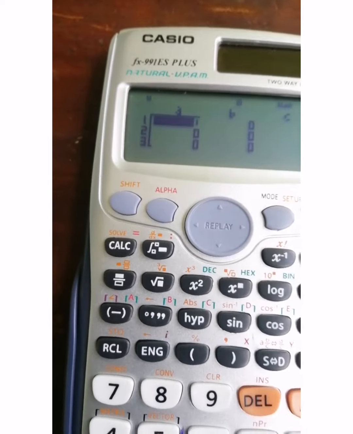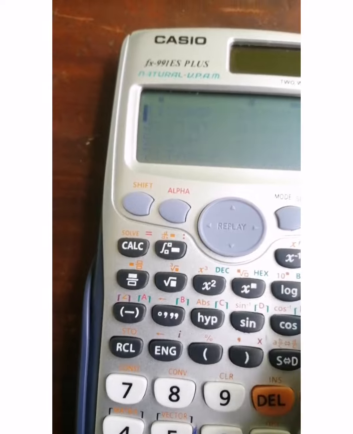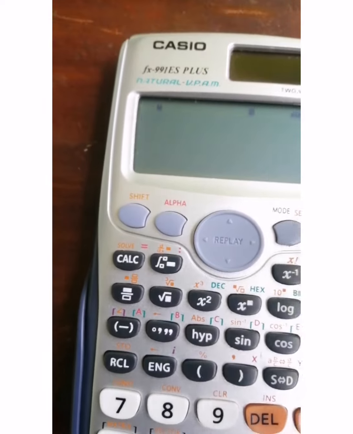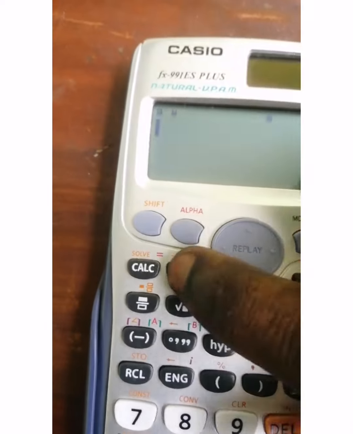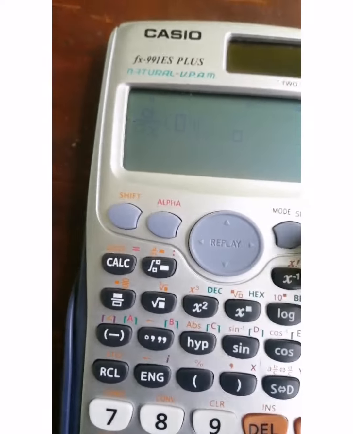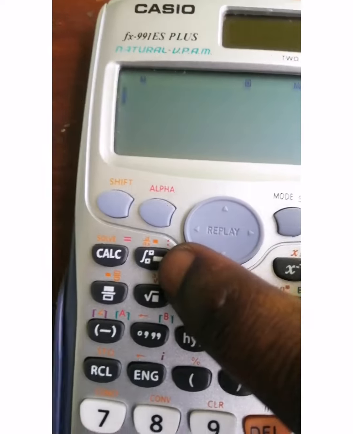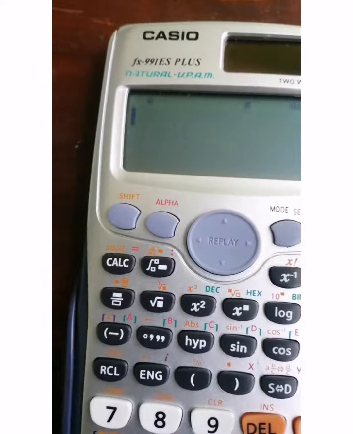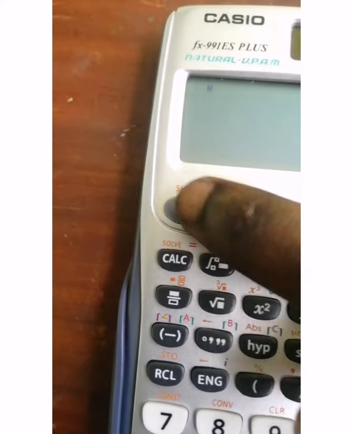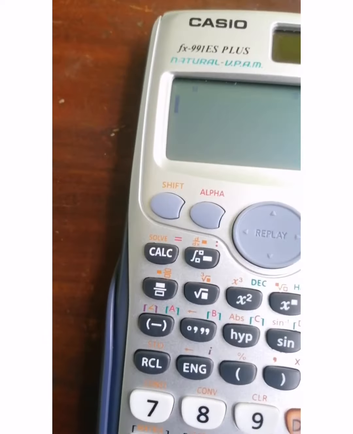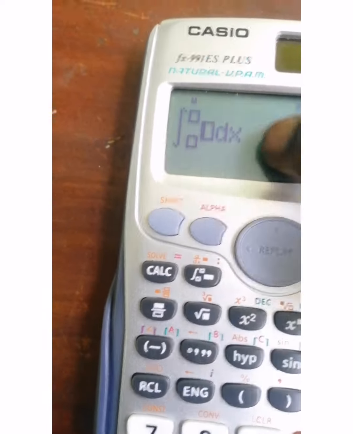Also, let me combine this. After changing, you just press this one. Now if you want to find the derivative, that is differentiating with respect to a value they give you, you can do that, because I told you shift always goes with the color. If you want integration, you press shift and you get this. With integration you have this.